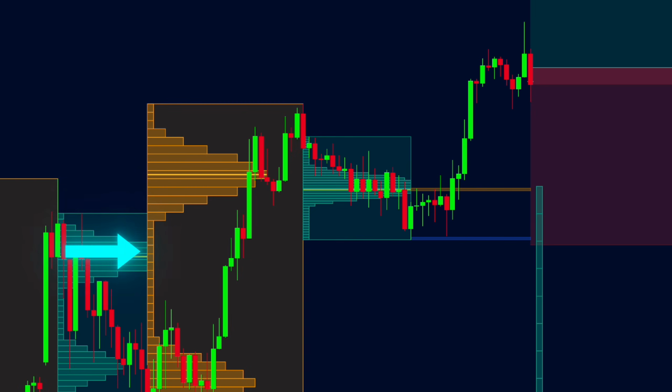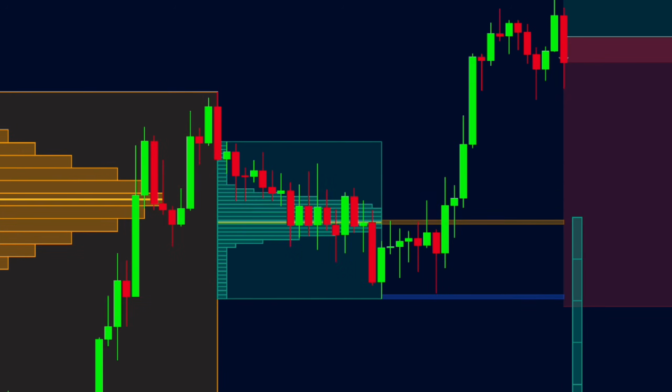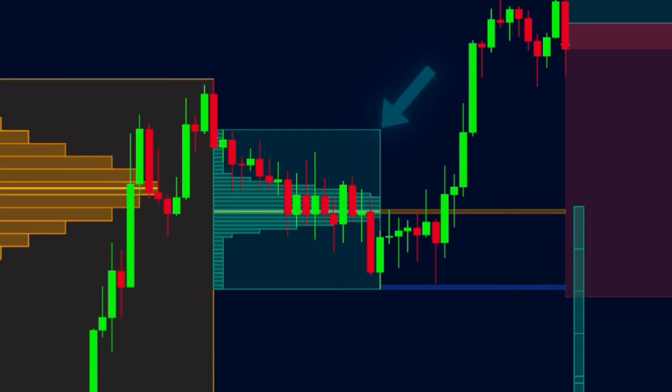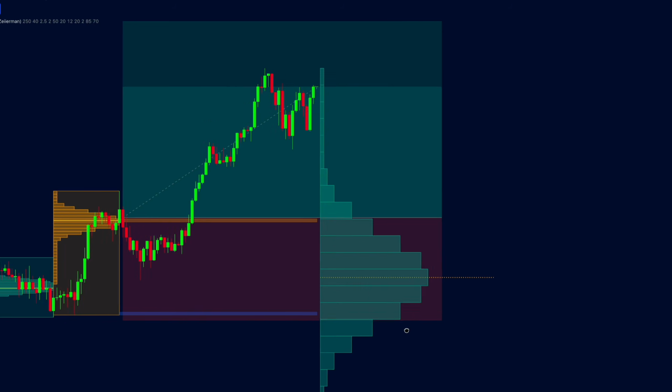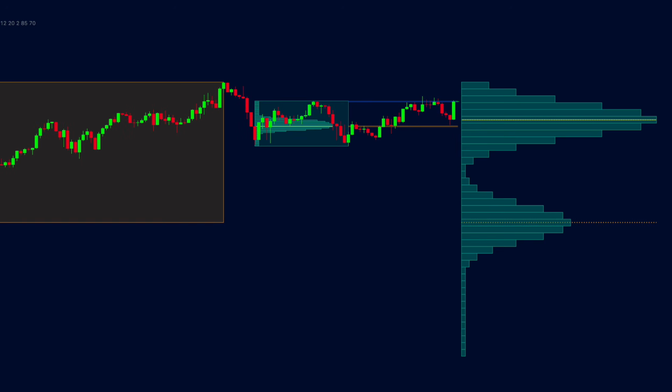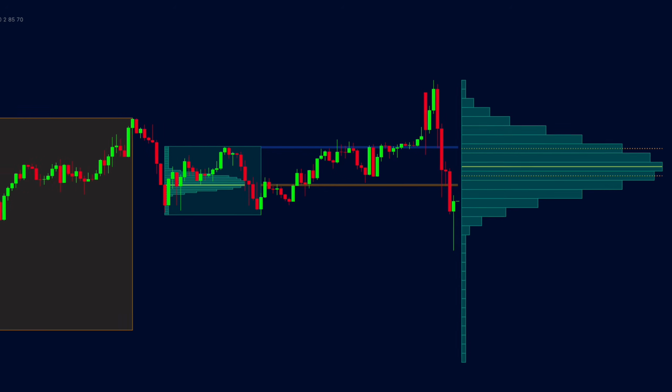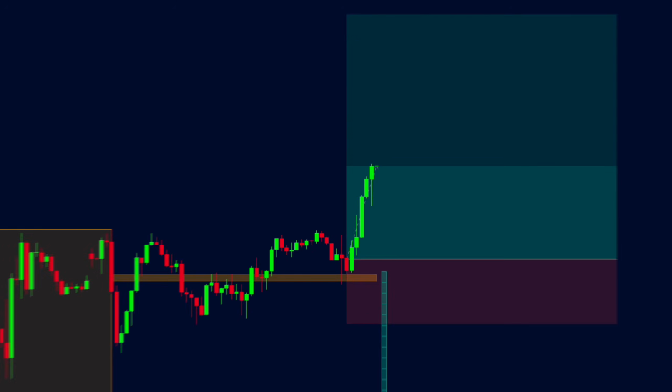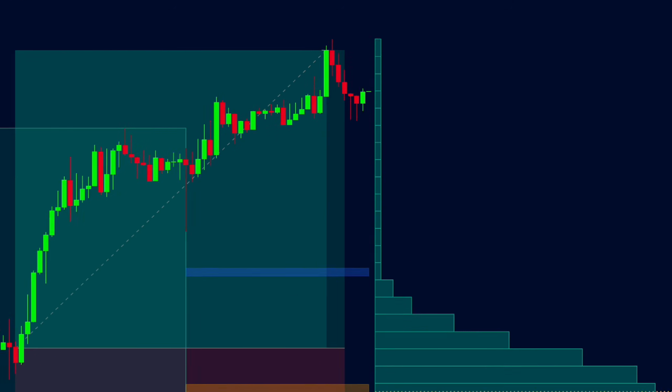This tool doesn't just show you where volume happened, it shows you where clusters of volume formed around price levels, revealing the areas where buyers and sellers are most committed. And once you see how these clusters align with price action, trading becomes a lot less random. In this video, I'm going to show you this powerful indicator, explain exactly what you see on the chart, and show you clear long and short setups you can use in any market.